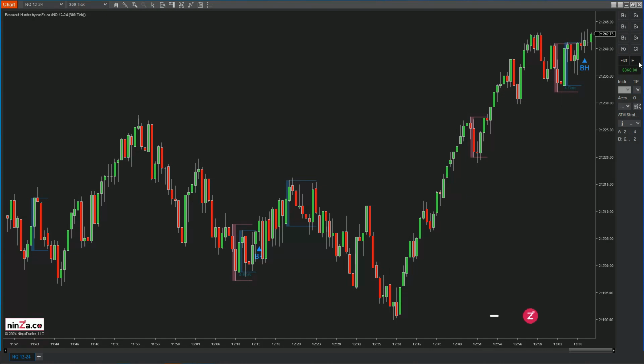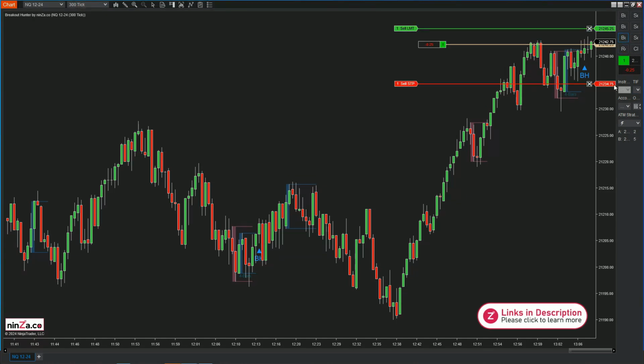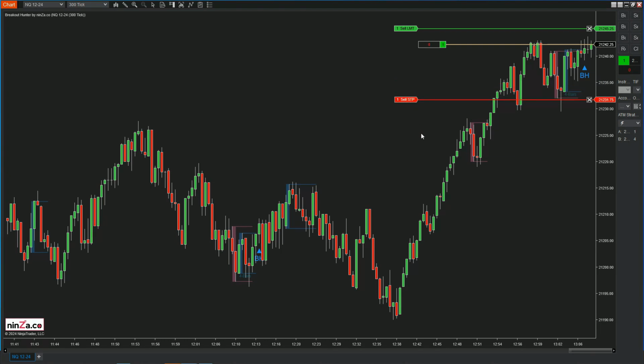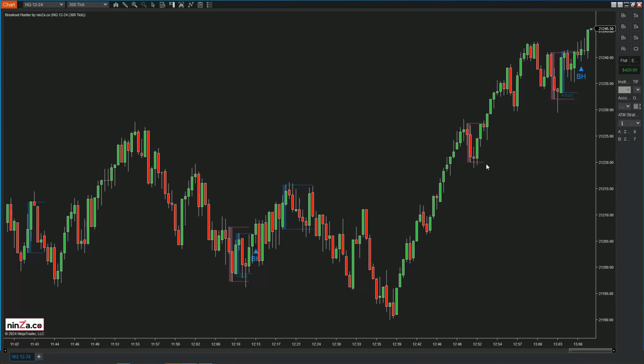Once again, it appears I'm a bit late on this signal. I'm gonna try and catch it. I think it's a good long over here. We're in a breakout situation, but again, gonna go for a really small target. Target filled. Here we go. So yeah, a bit slow today, definitely choppy, but the signals were very solid signals throughout the day.